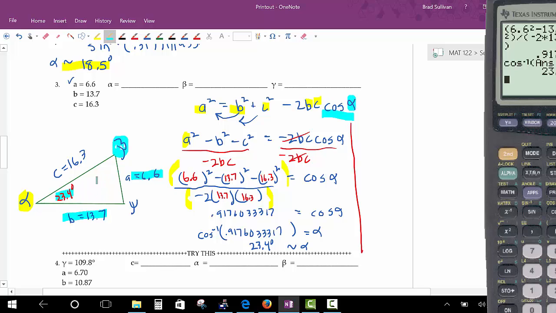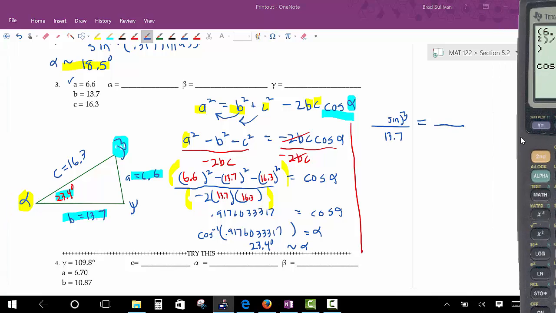So I'm going to match these 4 things into a law of sines proportion. I'm going to start with finding beta. So I'm going to say sine beta over the length of the side opposite, 13.7, is equal to this angle that we know. So we're going to do sine of 23.4 degrees over 6.6. Then I'm going to solve this. Now you can rearrange this in your head if you want to. I'm going to multiply both sides by 13.7 so that will isolate the sine.